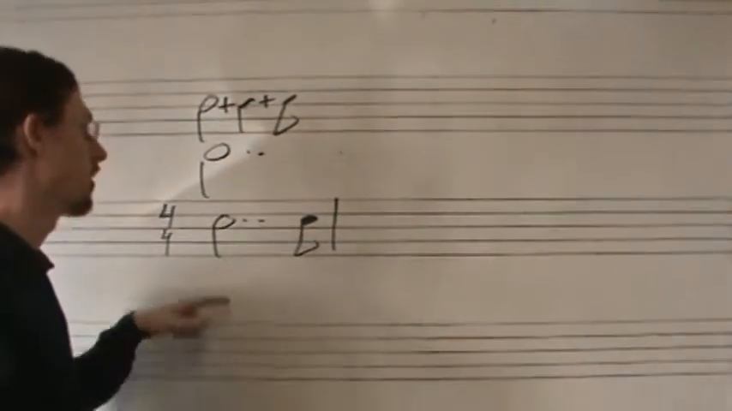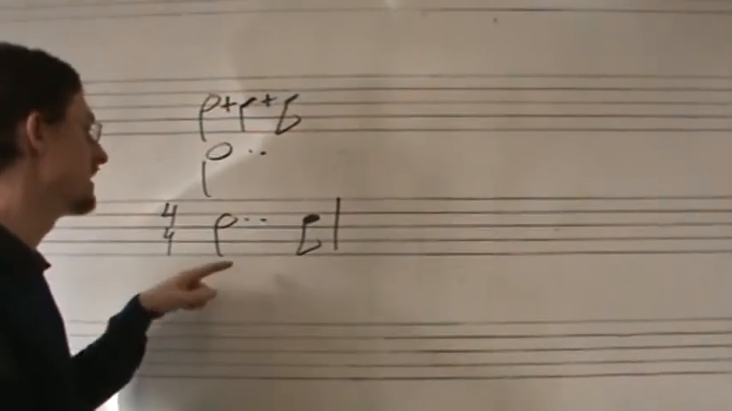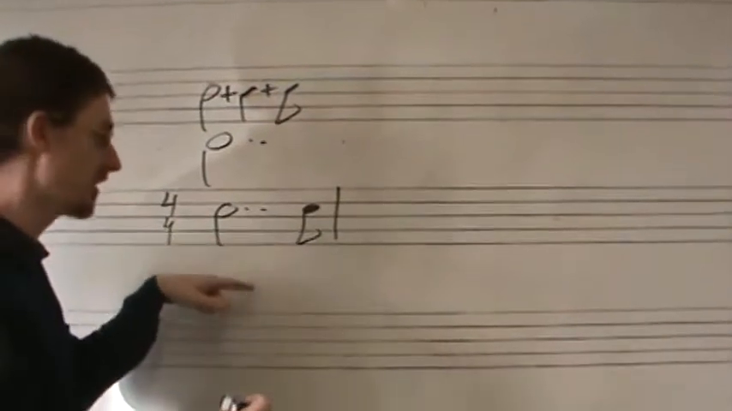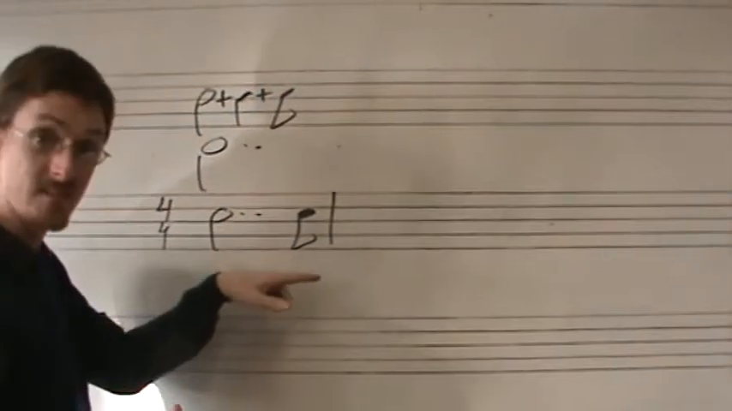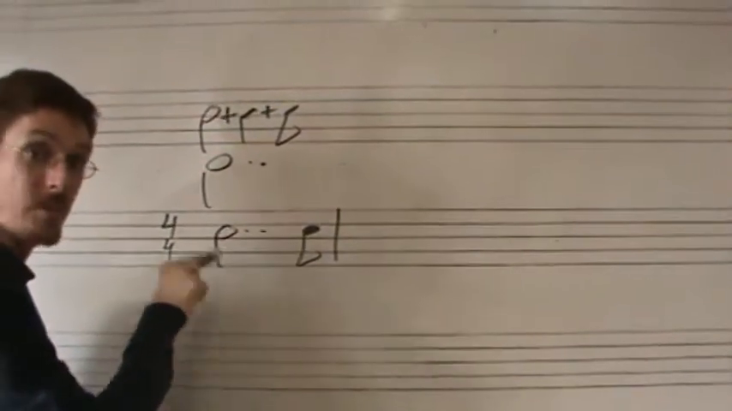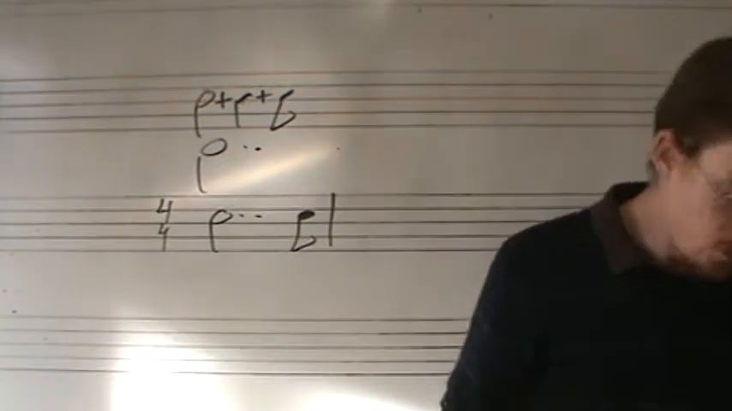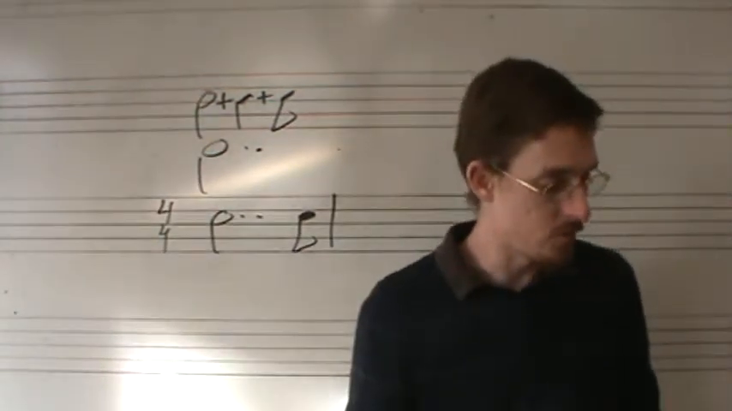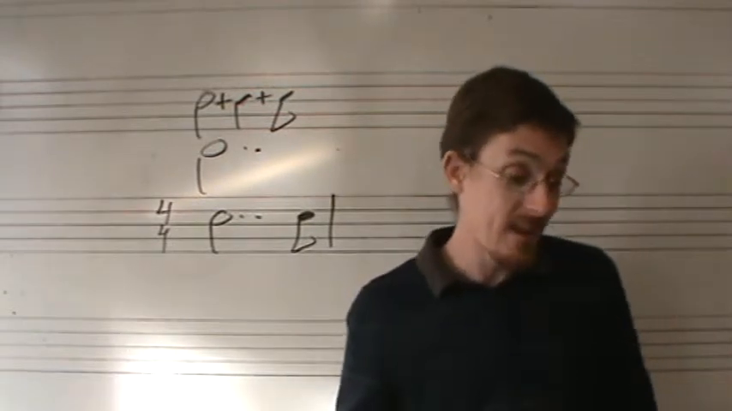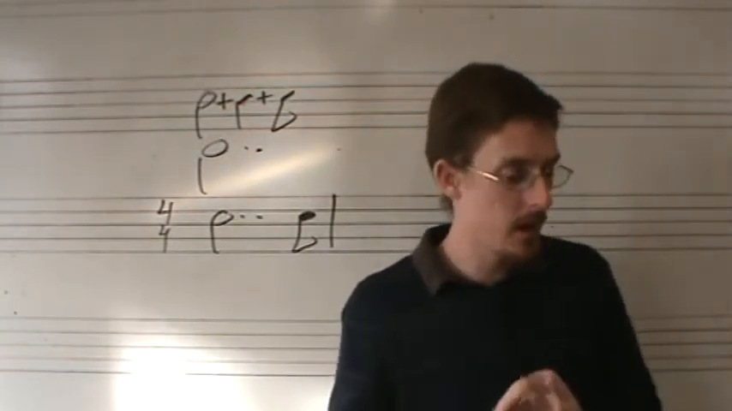So 3 and 4 and 2 and 3 and 4 and. Okay, so it's almost a whole note. It's almost equal to a whole note, but it doesn't quite ever get there. So let's do number 84, the preparatory drill, just that one, and then we'll go on to something else. 1 and 2 and 3 and 4.